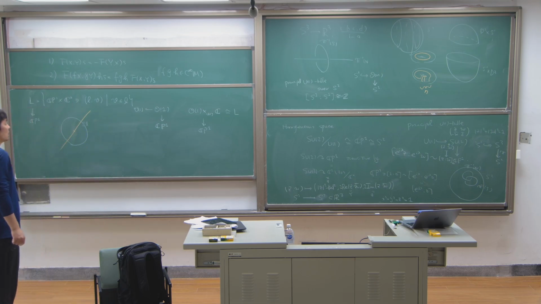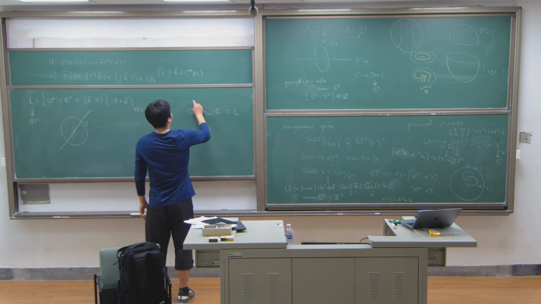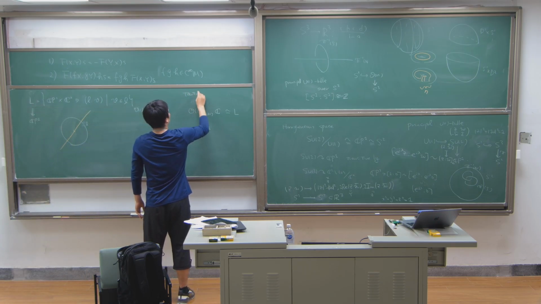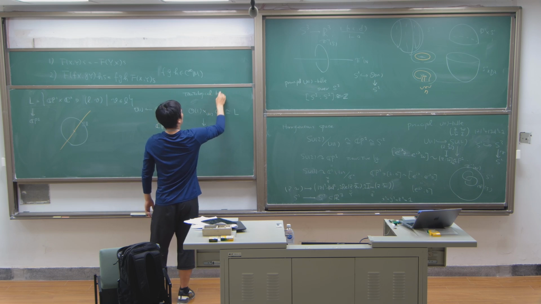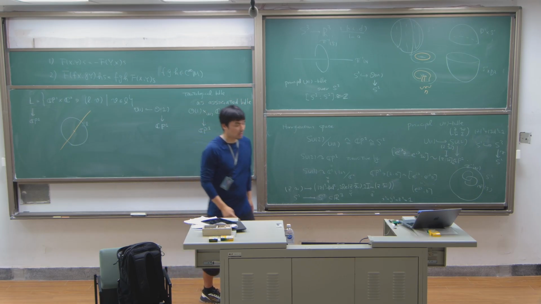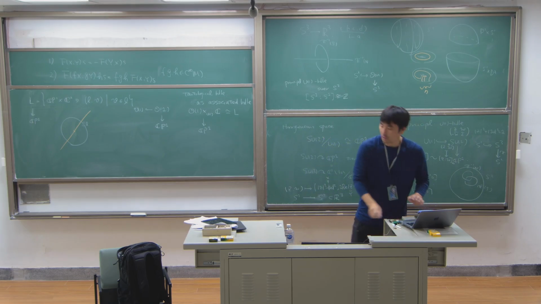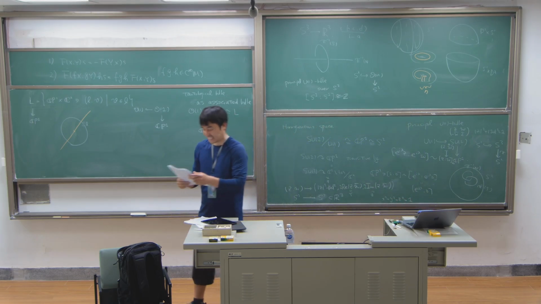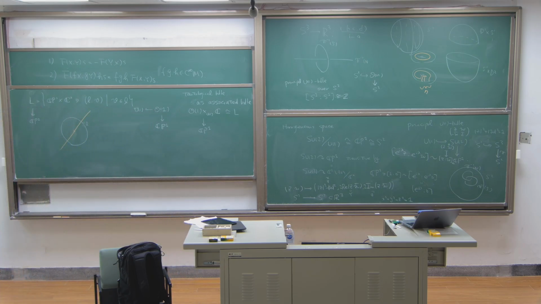That's another example of a vector bundle, an associated bundle, the tautological bundle. Okay, any questions at this moment?